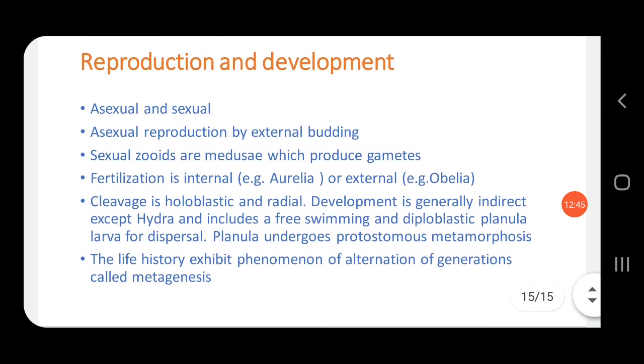That was about the general characters of coelenterates.